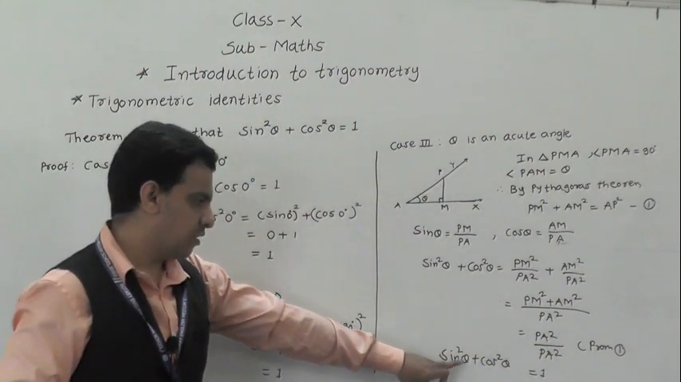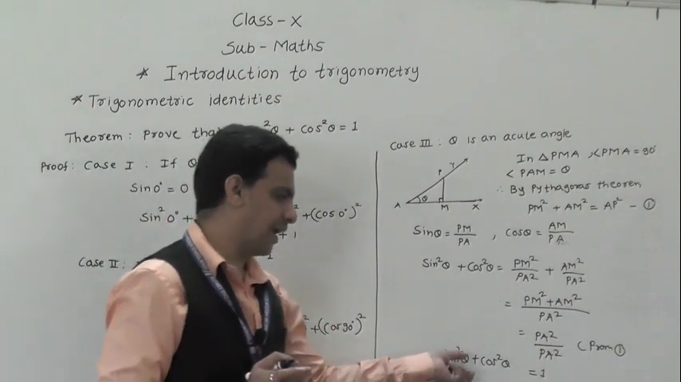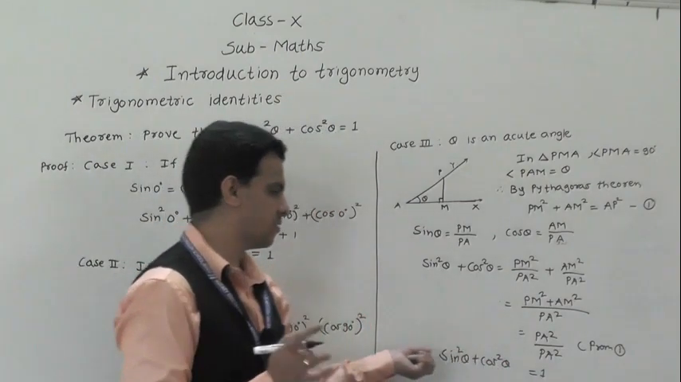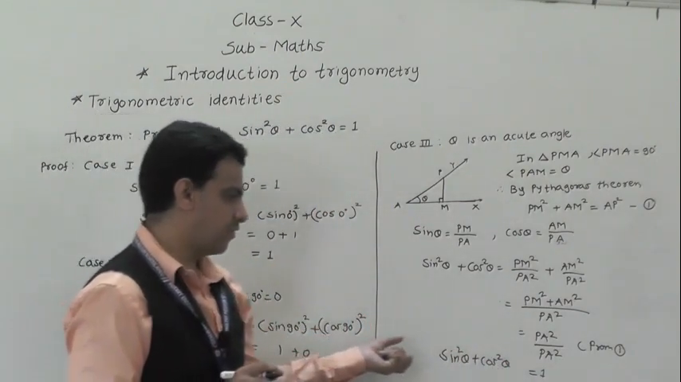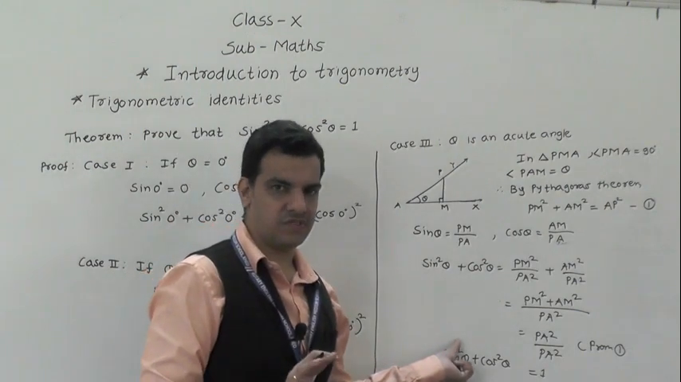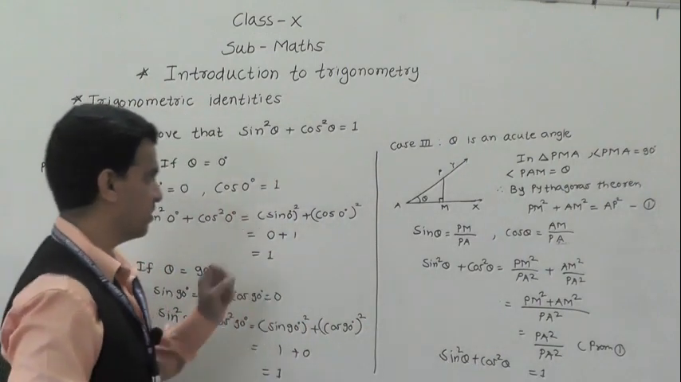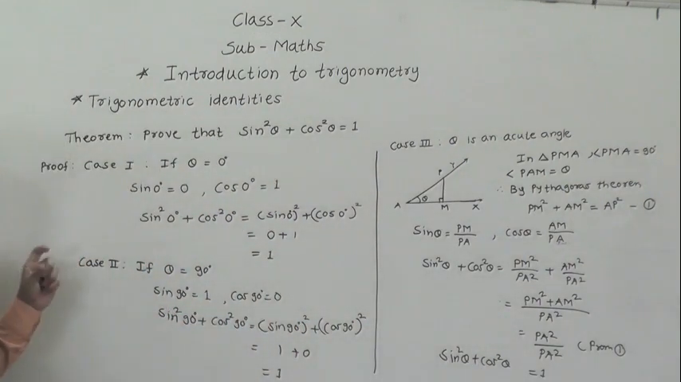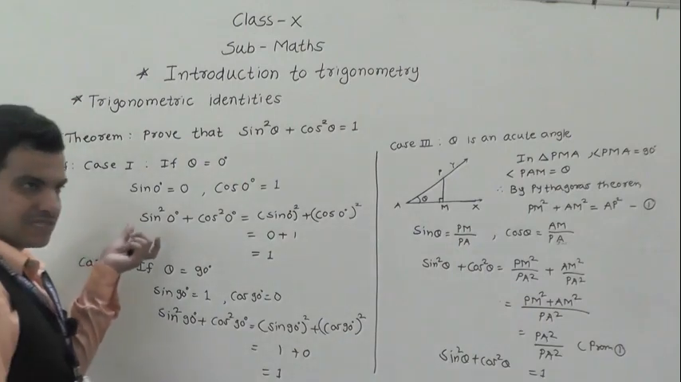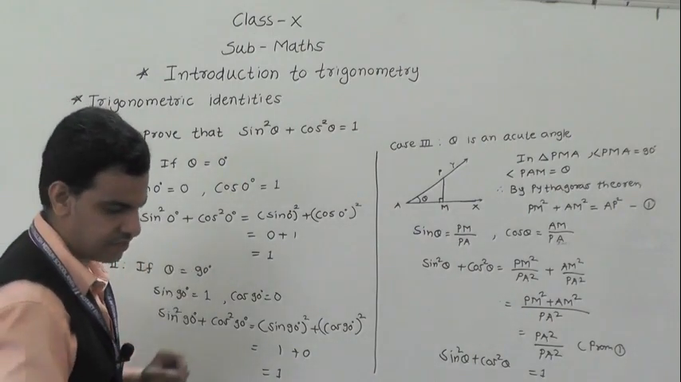But here in 10th standard you have it only for acute angles, but it is satisfied for all angles of theta, that is obtuse angle, right angle. So this is the first identity. Now we will prove the second identity, that is 1 + tan²θ = sec²θ.